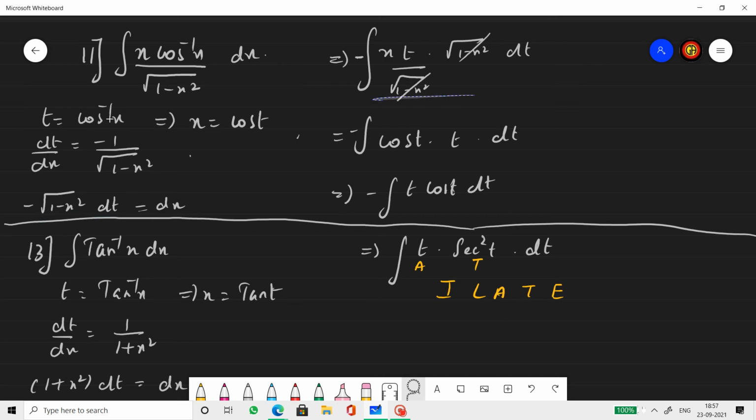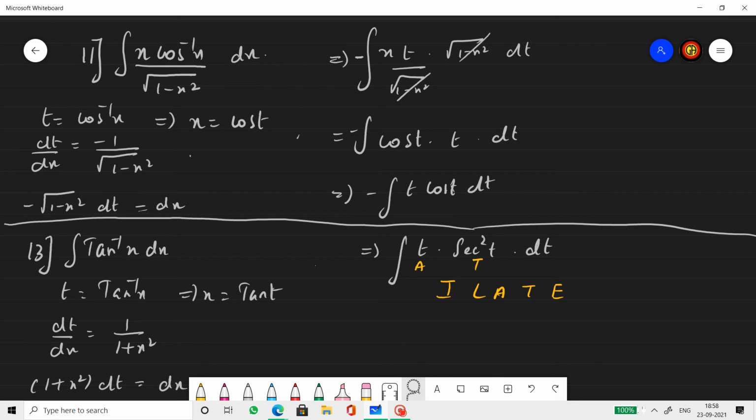So I come to this step. This and this get cancelled. Minus stays out because of this minus. It will be the integration of t cos t into dt, because x is there and x will make it into cos t. Now perfect substitution, like we changed the whole question in terms of t. Now use parts to integrate this. t is algebra, cos t is trigonometry. A comes first and then t, so u is t and dv is cos t dt.